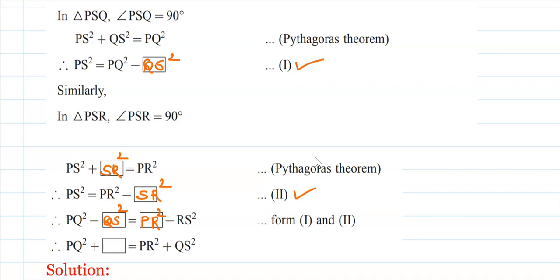नंतर मी ते शिफ्ट करणार. That is PQ square plus, हा मायनस आहे तो इकडे आणणार, that will become plus here RS square आणि हा QS square या साईडला आणणार. That will become the plus. Okay, and in this way it is proved.